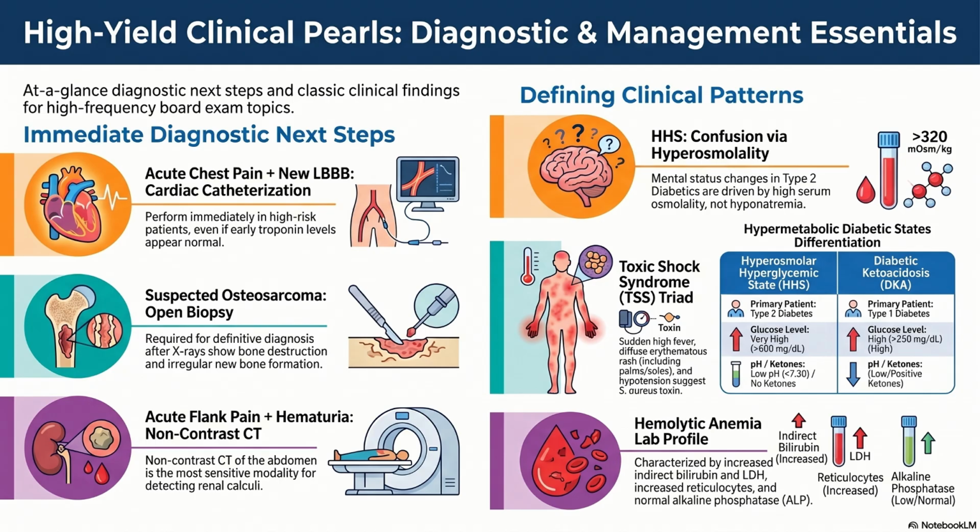Oh, the masqueraders. Yeah, the USMLE loves to present scenarios that look like one disease, but are actually driven by a completely unexpected, hidden mechanism. Let's look at Section 4, the Great Masqueraders. These require deep metabolic thinking, because if you treat the surface symptom, you will kill the patient.